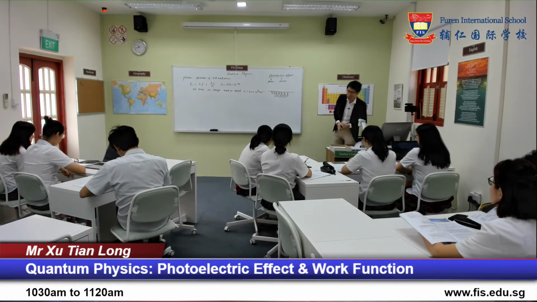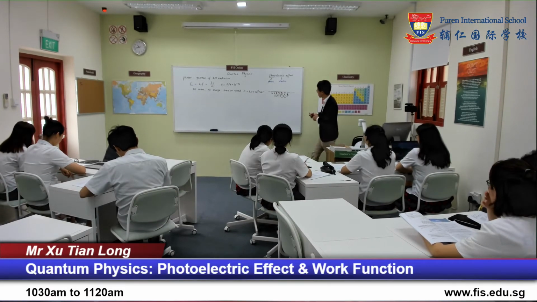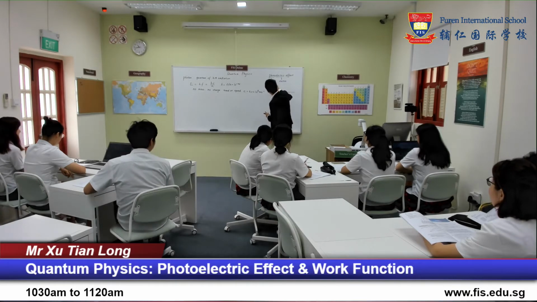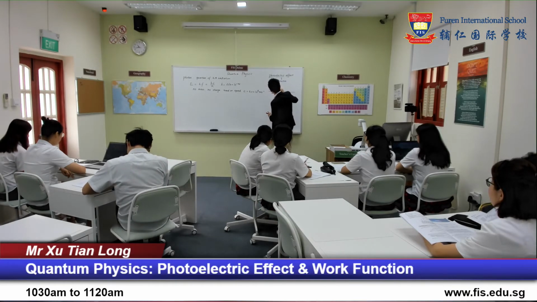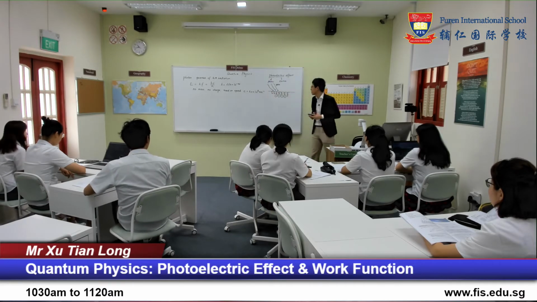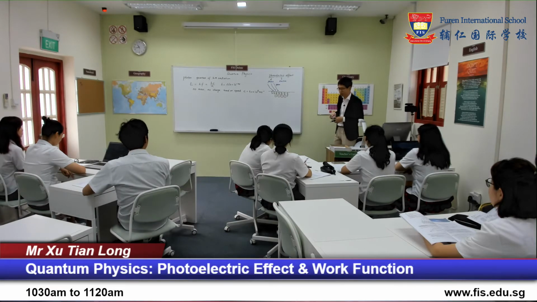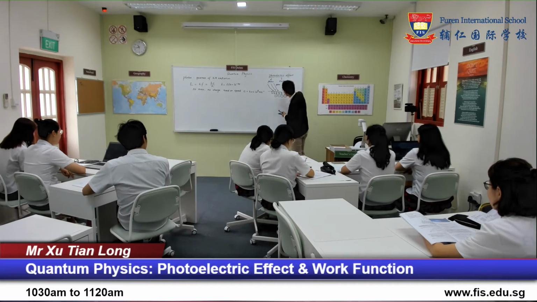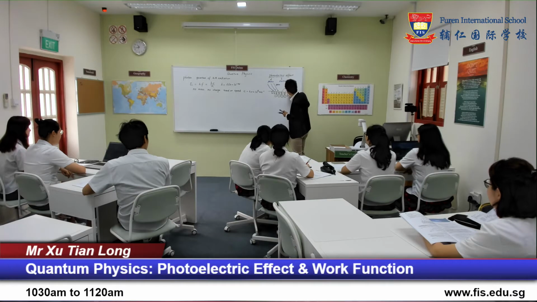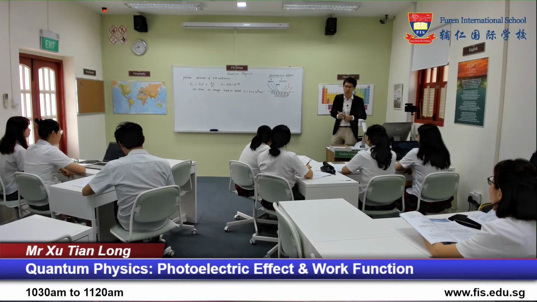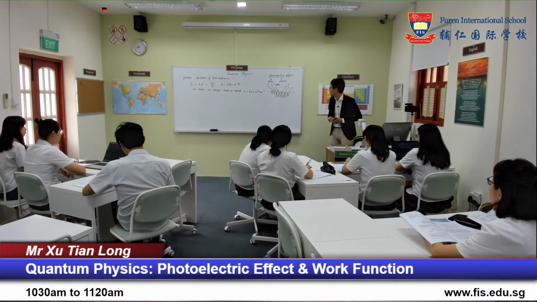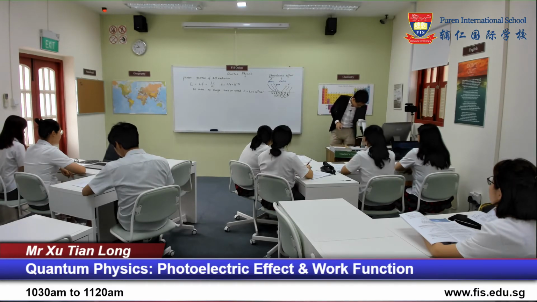So when I shine some light on the metal surface, photon, okay? Then some of the electrons will be released from the surface. So, for example, this electron may come out, and this electron may come out. So this phenomenon we call it photoelectric effect.